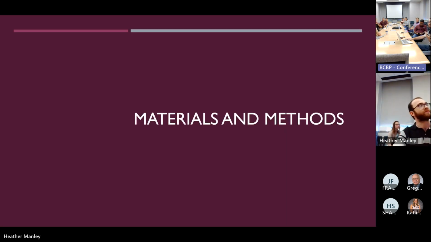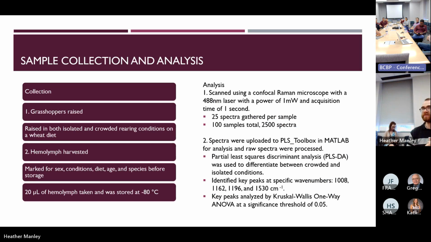So to give a bit of materials and methods for what this procedure was, I mainly performed analysis throughout the summer, but there was also collection of the grasshopper samples. The grasshoppers were raised in both isolated and crowded conditions to determine their phases. The grasshoppers were then collected and marked for the conditions that they were raised in, including the sex, the isolated or crowded conditions, the diet, which was a wheat diet, their age. They were taken at 1st and 6th instar, and their species, which for this was just the desert locust. And 20 microliters of hemolymph was collected from them, which is important because this allows us to also release the grasshopper back into its environment, potentially observing it later.